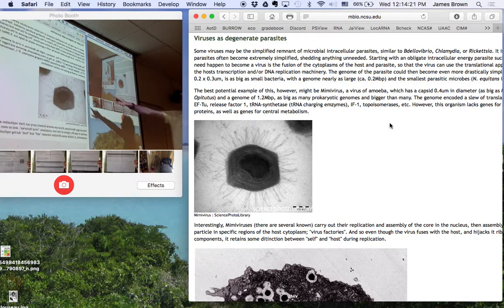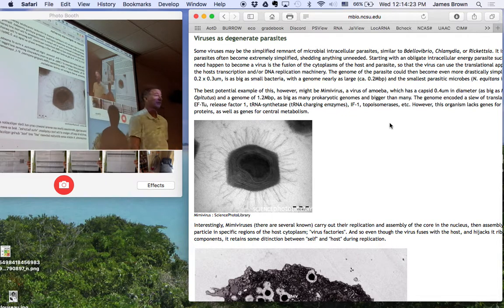The genome is 1.2 million base pairs. There are free living organisms with genomes smaller than that. And there are lots of parasites with genomes smaller than that.